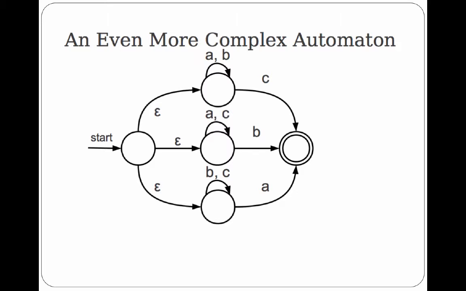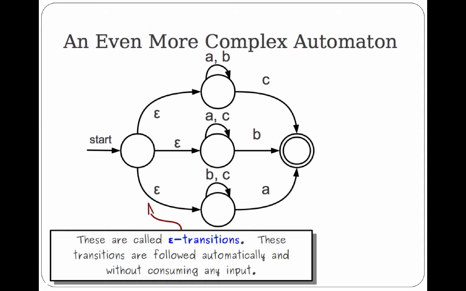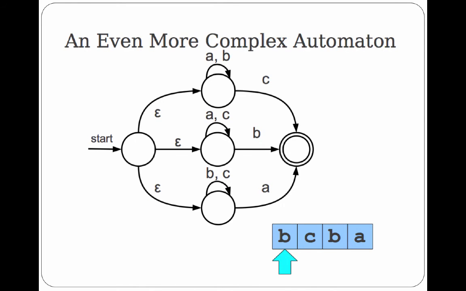Well, we can build more and more complex automatons. I won't get too carried away here, but here's one more example where you see for the first time us labeling arcs with epsilon, or the E transition. And what this means is that these transitions are followed automatically without consuming any input. So basically, as soon as we go to the start state here, we're going to go simultaneously to all three of those other states that are reachable by E transitions from the start state.